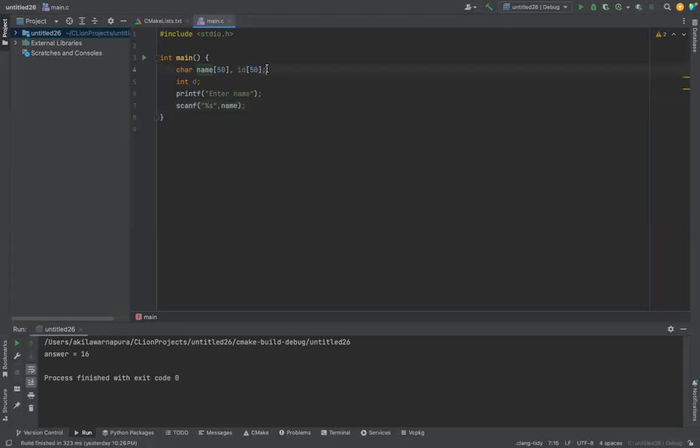Don't worry, that part will be covered in the upcoming semesters. Therefore, for the scanf function with arrays, the & sign is optional. You can omit the & sign, but for single variables, it is required to mention the & sign.